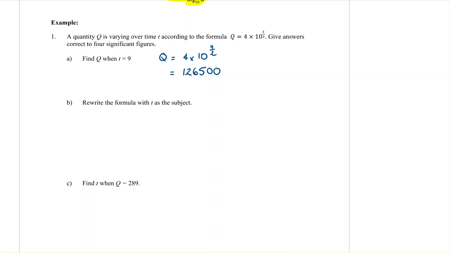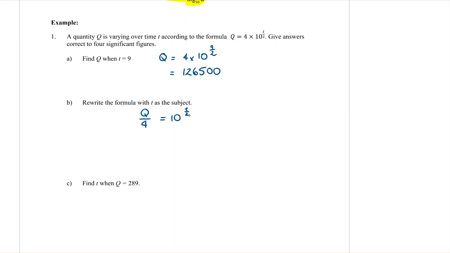Part B, rewrite the formula with T as the subject. Okay, so rearranging that equation. First of all, I'm going to have to divide the 4 across to the other side. So that's Q over 4 equals 10 to the power of T over 2. That's the original equation that I'm working with. To get the T by itself, that's the goal.